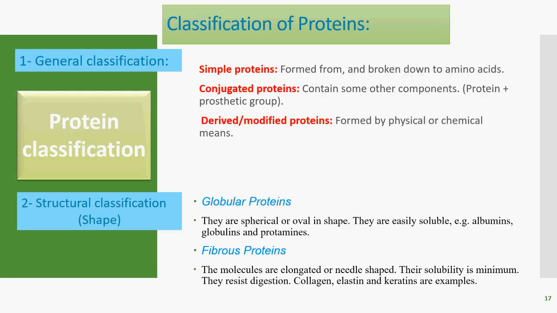The conjugated protein, sometimes you can find it as a complex protein, where it contains some other components, like protein plus prosthetic group. It can be a carbohydrate residue, for example, and in this case it will be known as glycoprotein, or it can be a part of a lipid, it could be lipoprotein, and so on.